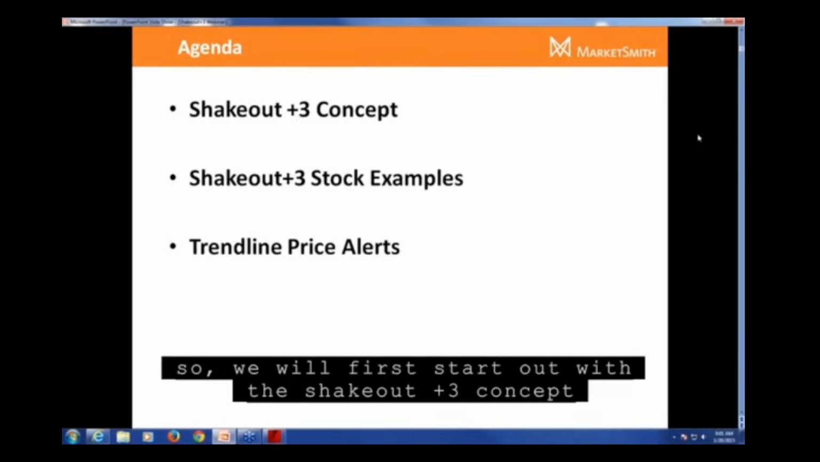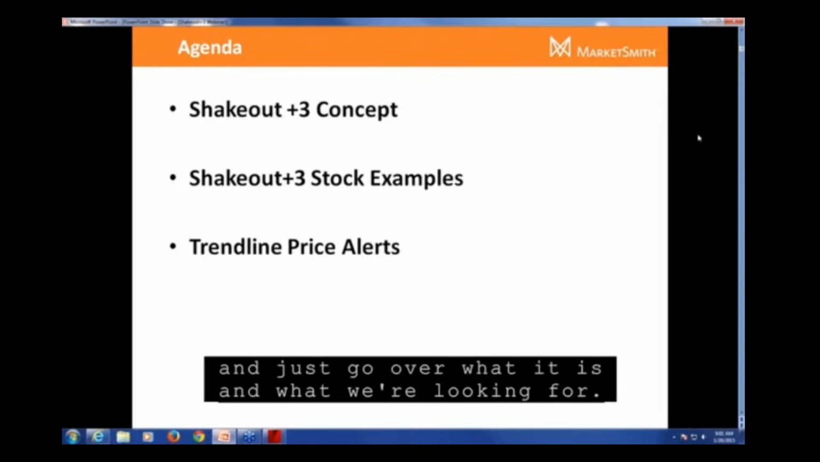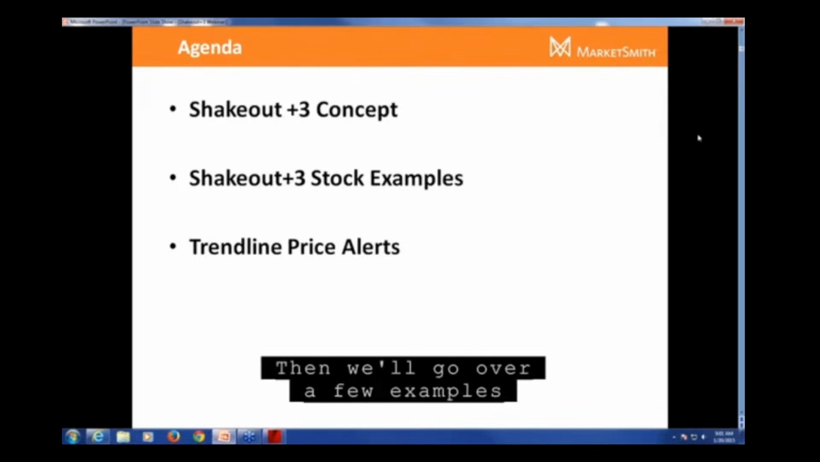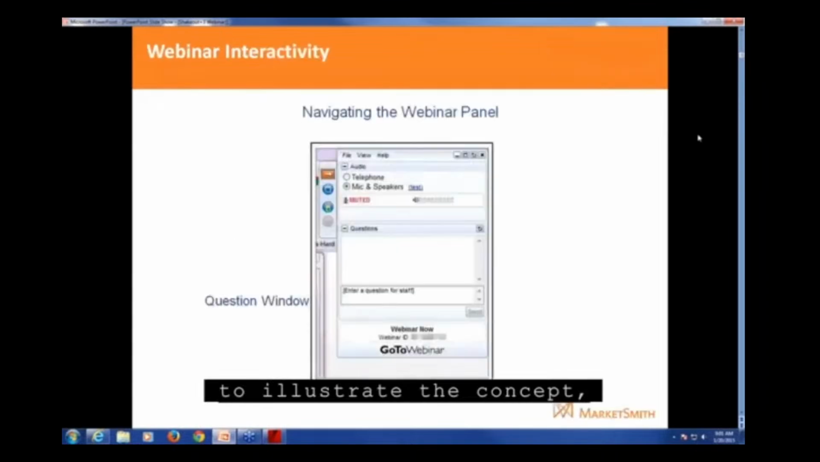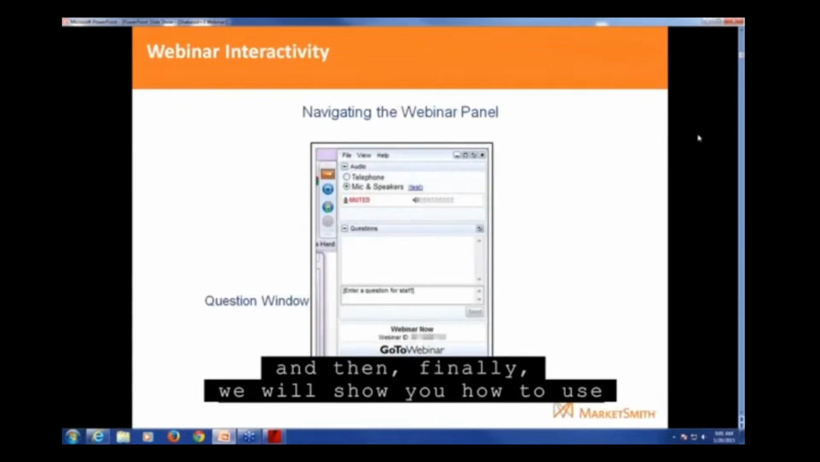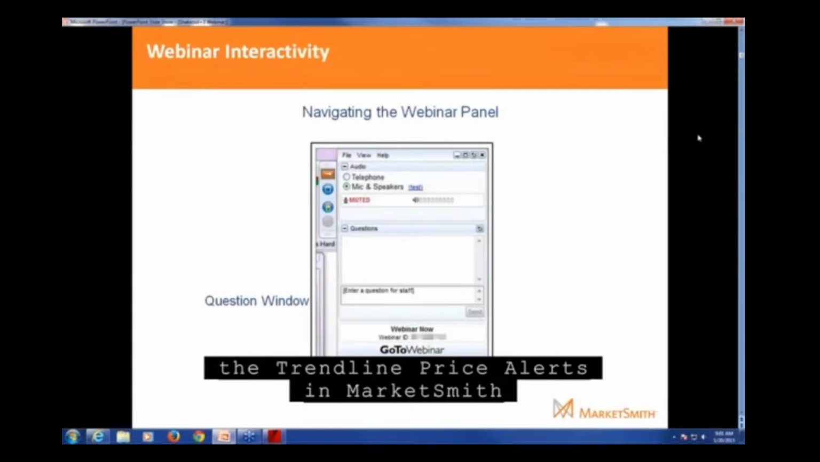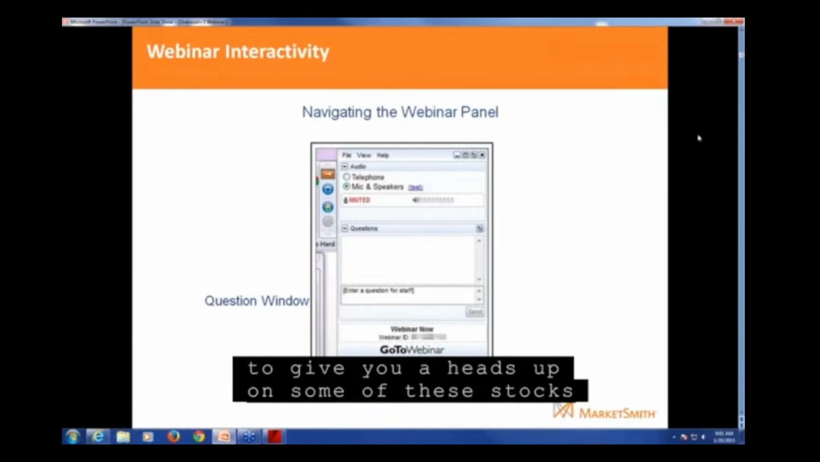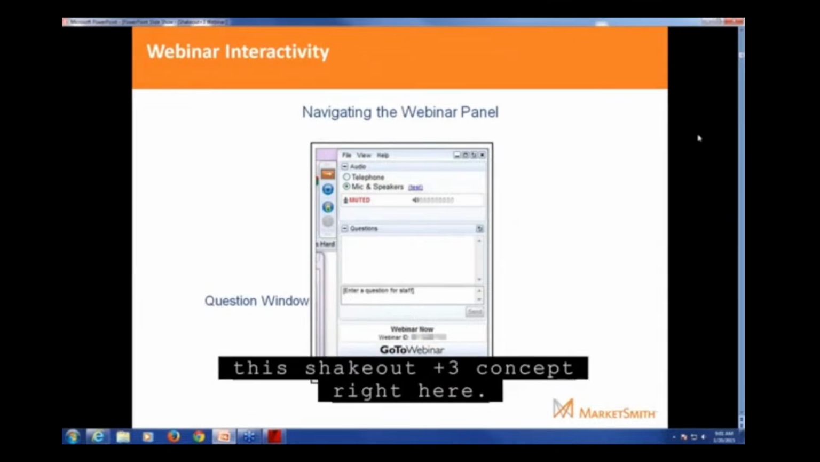So we'll first start out with the Shakeout Plus 3 concept and just go over what it is and what we're looking for. Then we'll go over a few examples to illustrate the concepts, and then finally we will show you how to use the trendline price alerts in MarketSmith to give you a heads up on some of these stocks that are potentially setting up this Shakeout Plus 3 concept right here.